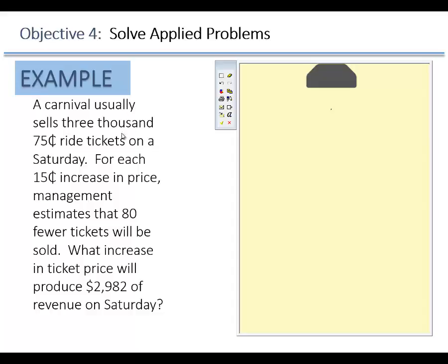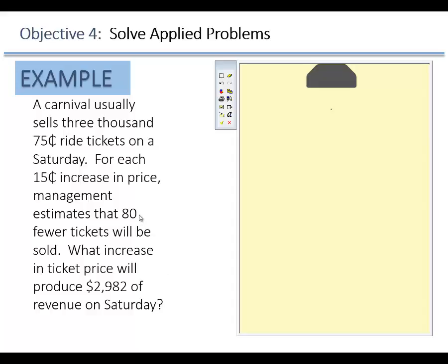Carnival usually sells 3,000 tickets at 75 cents a piece on a typical Saturday. Now they can raise the price, but of course they're going to lose some customers. So for each 15-cent increase in price, the management figures they're going to lose 80 ticket sales. So the question is, how much should the price be raised to end up with $2,982 in revenue on a particular Saturday?